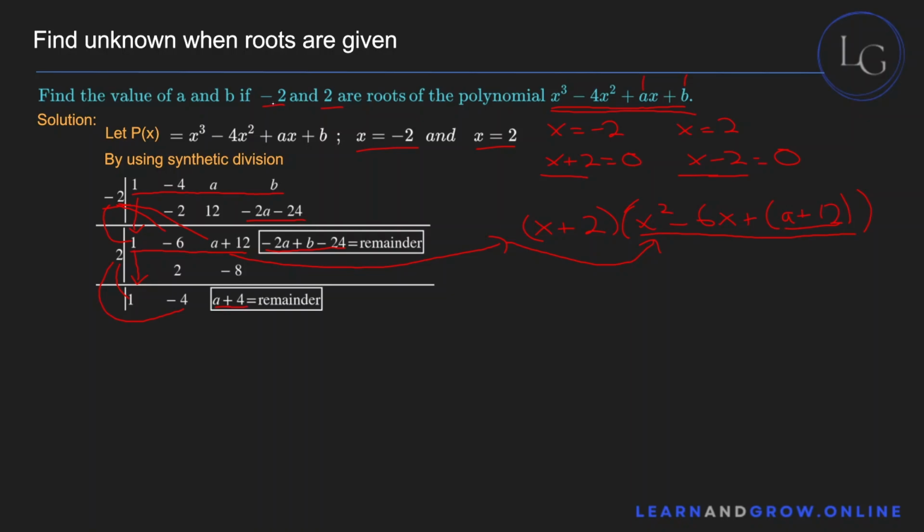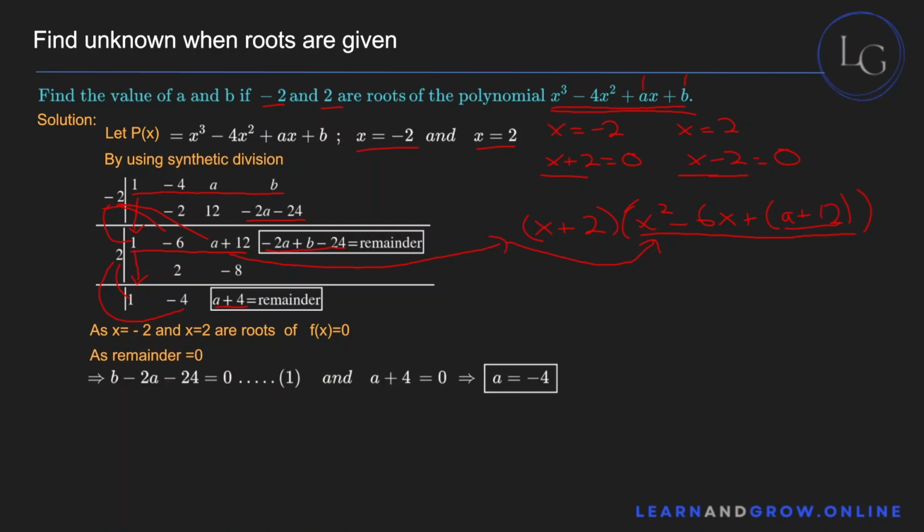Now, since minus 2 and 2 are confirmed roots of the polynomial, the remainders for these two are both equal to 0. So we'll write down both equal to 0. You'll get the value of a as minus 4 when you put a plus 4 equal to 0. And then you'll plug in the value of a, which is minus 4, into this second equation. Upon doing that, you'll find the value of b, which is 16. So you have found the values of a and b, and hence, you've solved the question.